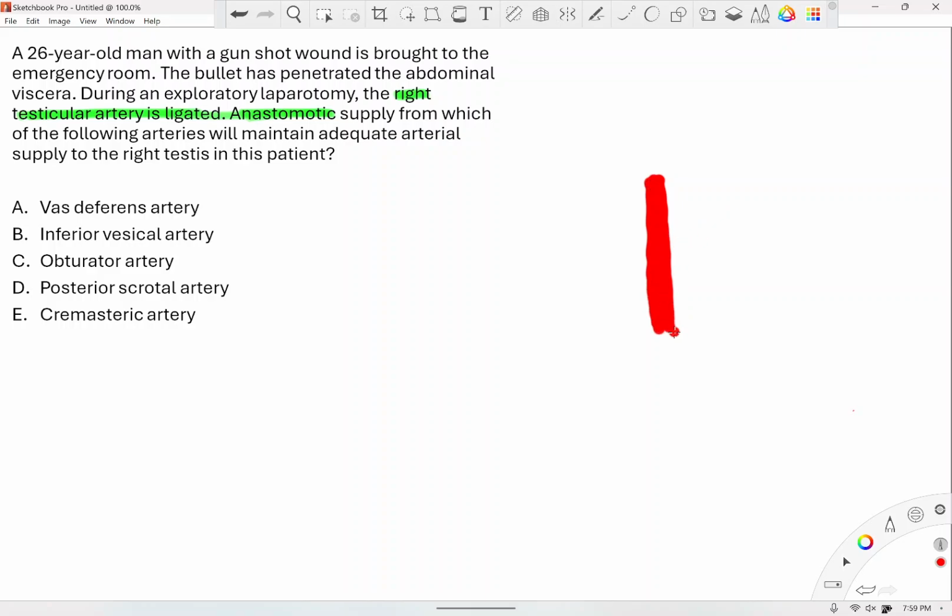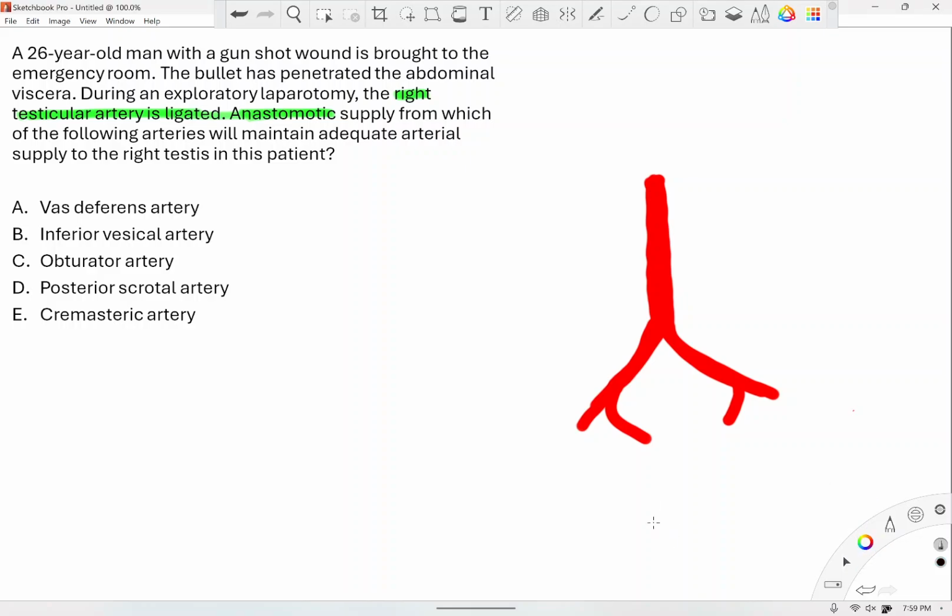Aorta, and then aorta splits into the common iliac arteries. Common iliac arteries then split and divide into external and internal iliac arteries. So this will help me a little bit. Okay.